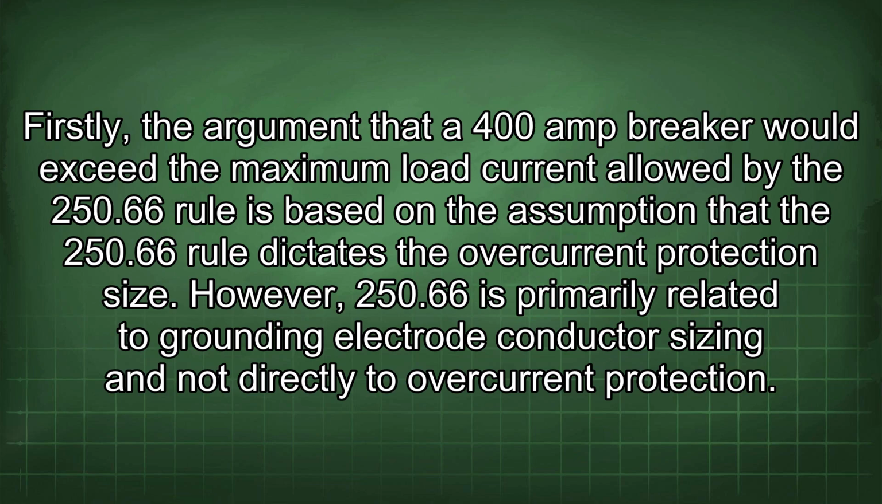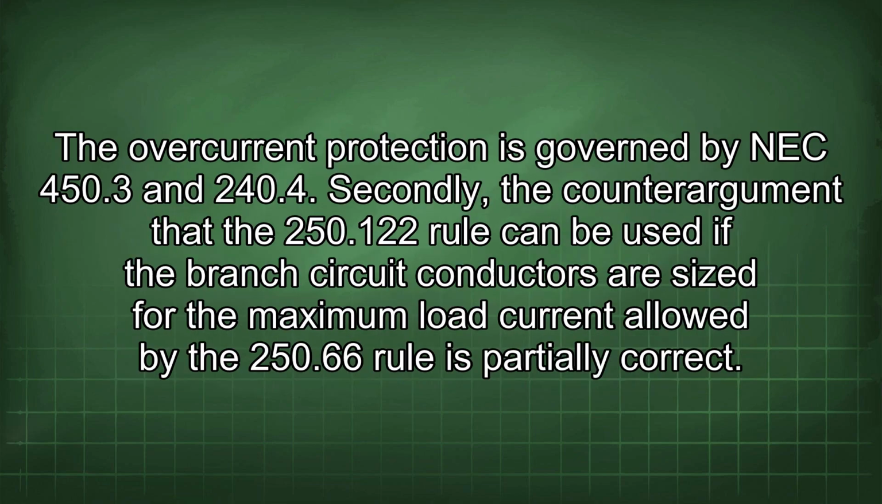Firstly, the argument that a 400 amp breaker would exceed the maximum load current allowed by the 250.66 rule is based on the assumption that the 250.66 rule dictates the overcurrent protection size. However, 250.66 is primarily related to grounding electrode conductor sizing and not directly to overcurrent protection. The overcurrent protection is governed by NEC 450.3 and 240.4.